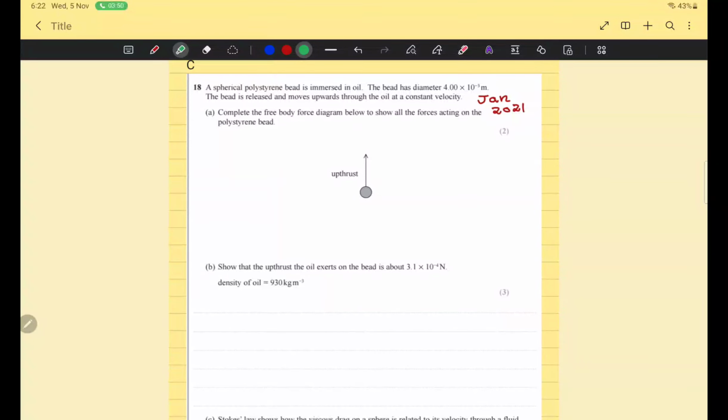5th November 2025 at Excel Physics IAL Unit 1, and we are solving questions on material, terminal velocity questions, upthrust questions. So let's start today's class with a January 2021 question.